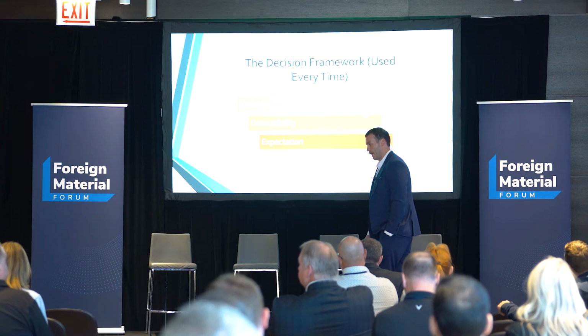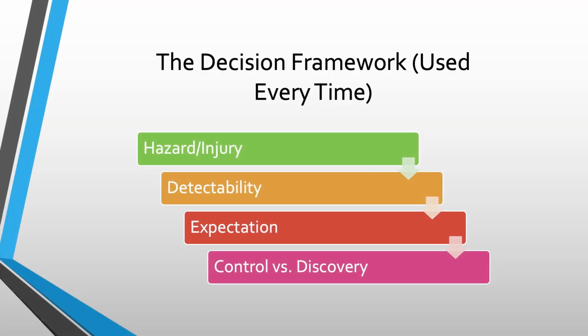One idea I want to anchor us on, which won't come as a surprise to everybody: any good foreign material control program is a multi-hurdle system, and effective systems use the same decision framework regardless of what the hazard is. So the 4 key components of this decision framework are, first, we have to start by asking what is the hazard and how will it realistically injure the consumer?